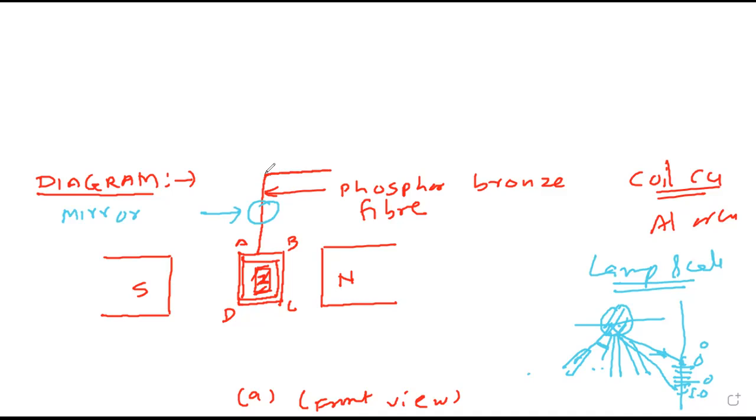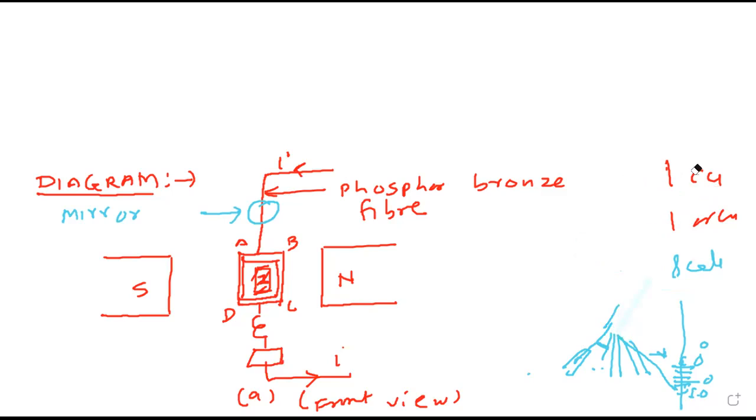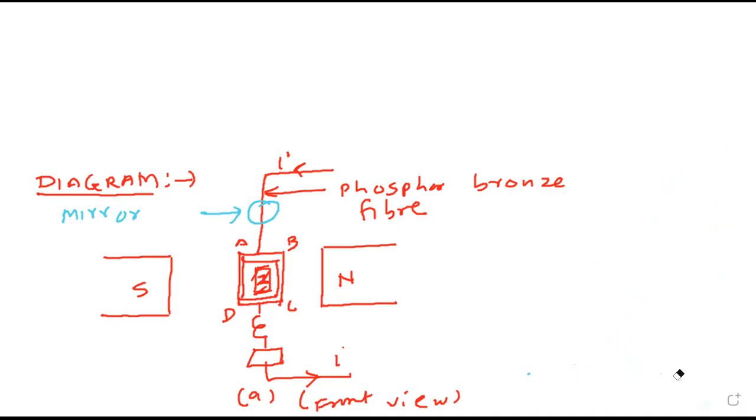Current enters through the fiber and leaves through a helical spring which supports the coil from the lower end. So current will enter from here, and current will come out from here. The front view is as shown in figure A. Now let us see what the top view will look like. When I see from the top, I can see three things. First, that iron core which is a cylinder. So from the top I will see its circle, not a rectangle.